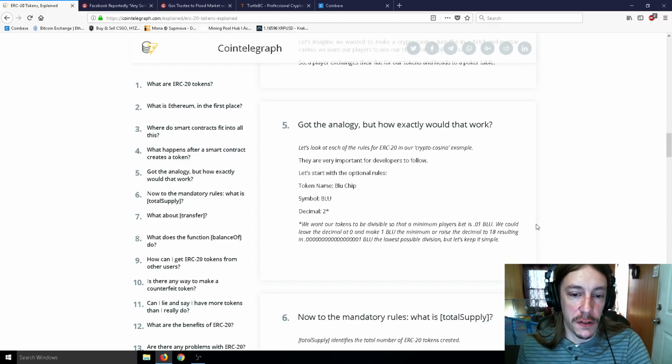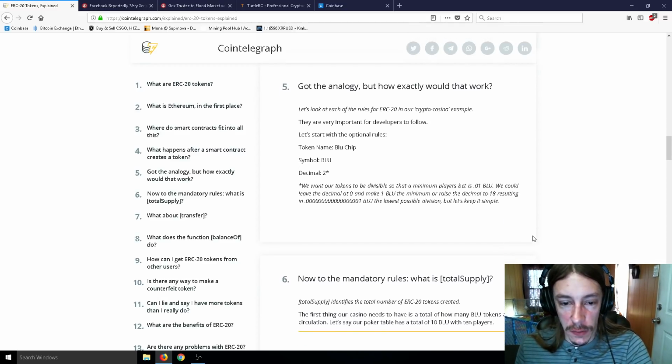So let's start with the optional rules. Token name, blue chip, symbol, blue, decimal 2. We want our tokens to be divisible so that our minimum player bet is 0.01 blue. We could leave that decimal at 0 and make 1 blue the minimum, or raise the decimal to 18, resulting in the lowest blue possible. But let's keep it simple.